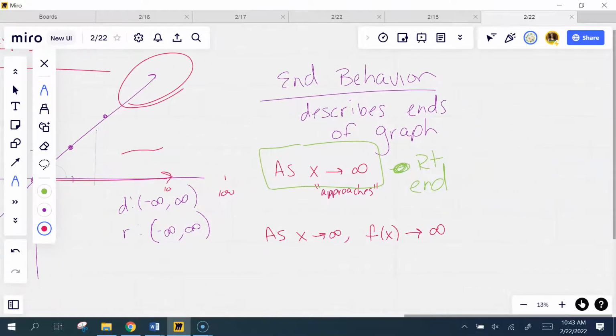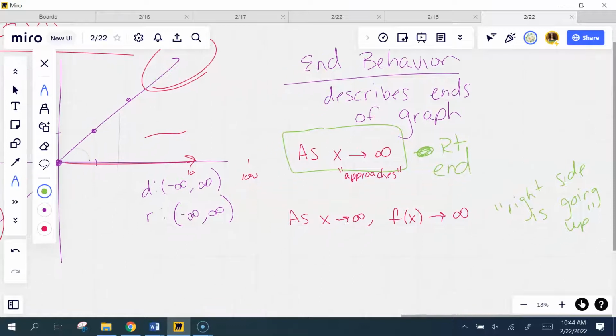This literally says the right side is going up. But this is the mathematical sentence for saying that. As x approaches infinity, f of x approaches infinity. But there are 2 ends, and that's just one end. That's the right side.